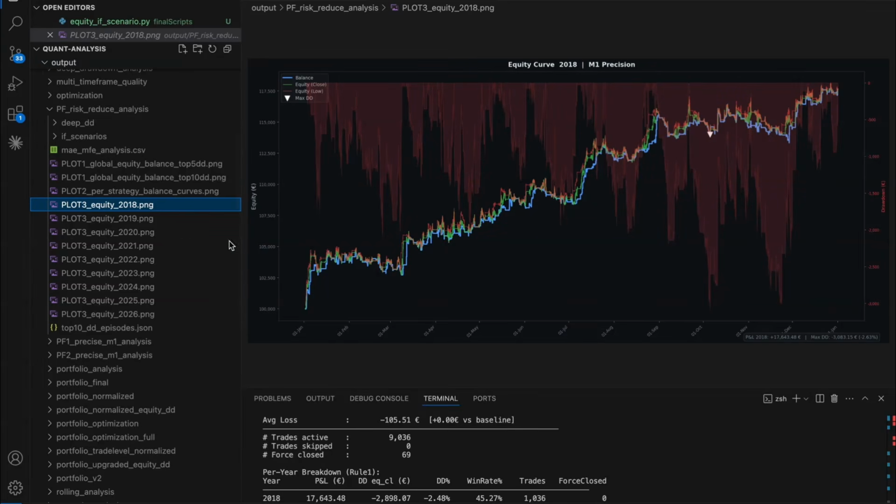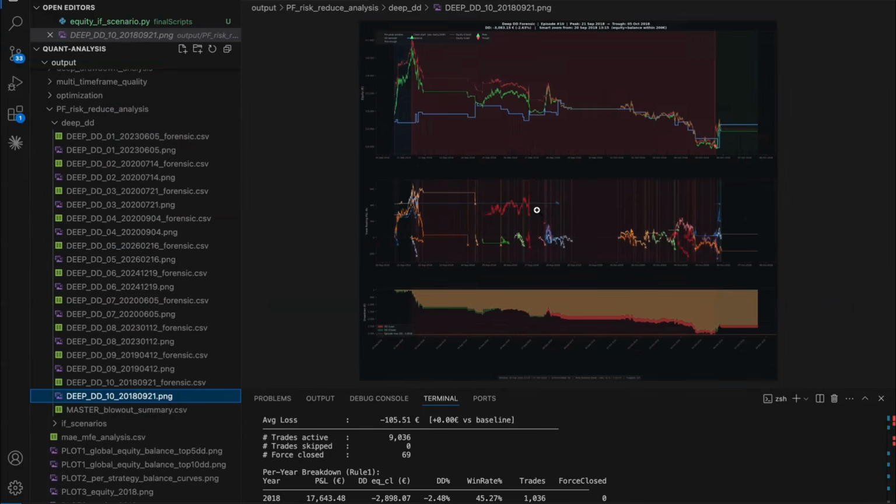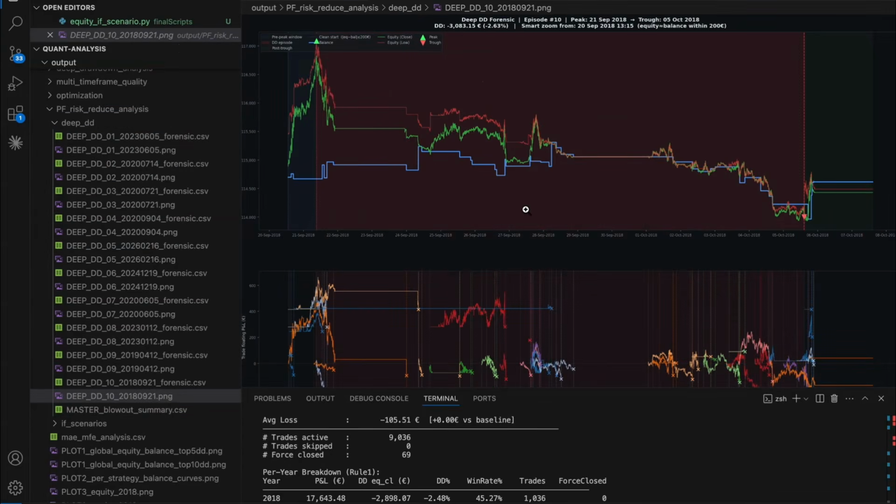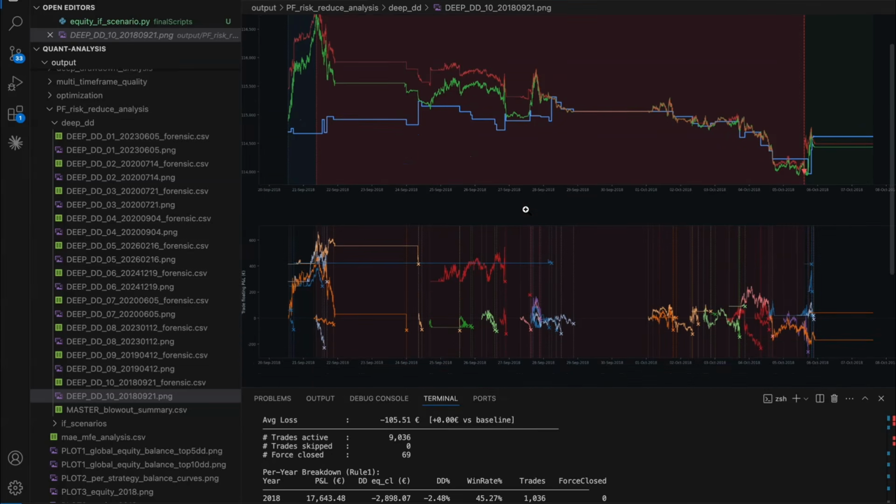I'm also showing you all of this type of analysis because I really think that you have to understand that with manual trading, you cannot beat the markets.